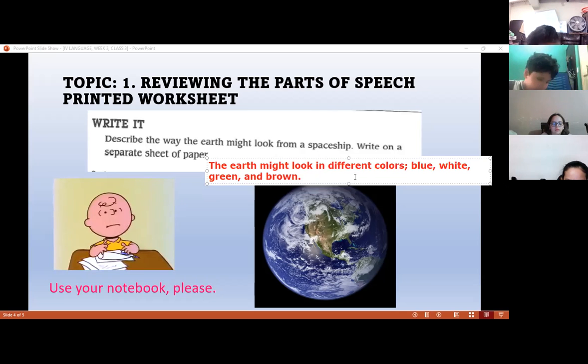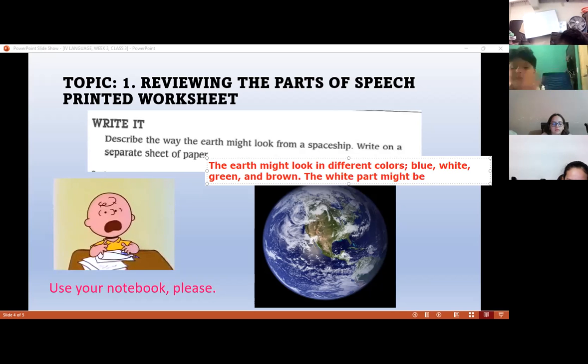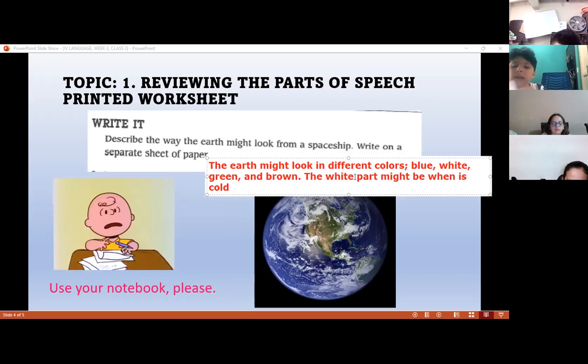The part in white is where it's cold. The white part might be what? Cold. When it's cold. Okay, excellent, Gabriela. All the blue parts are the oceans. The ocean, the blue one. Okay, excellent, Rebecca and Gabriela.